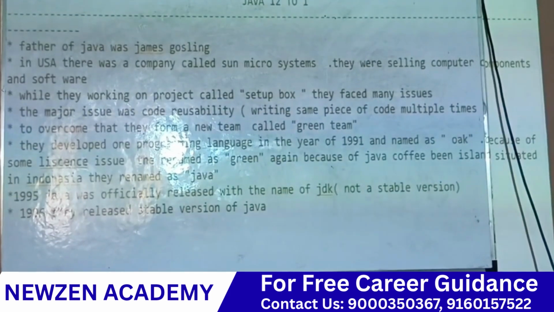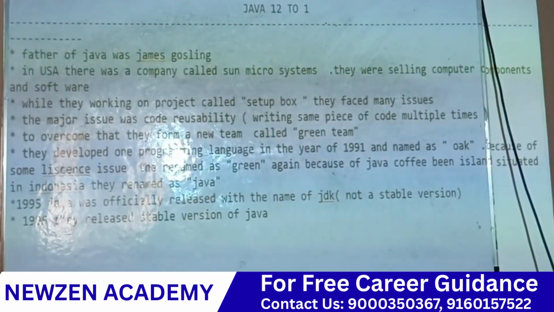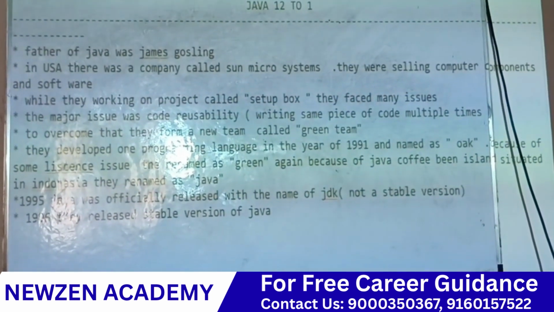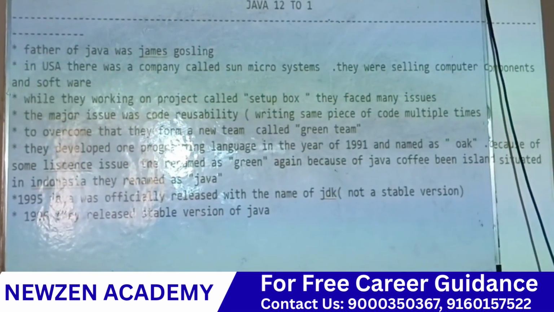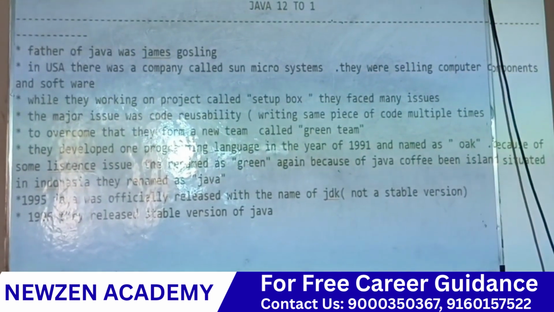After that, in the year 1995, Java was officially released with the name JDK, but this is not a stable version. In the year 1996, they released a stable version of Java.